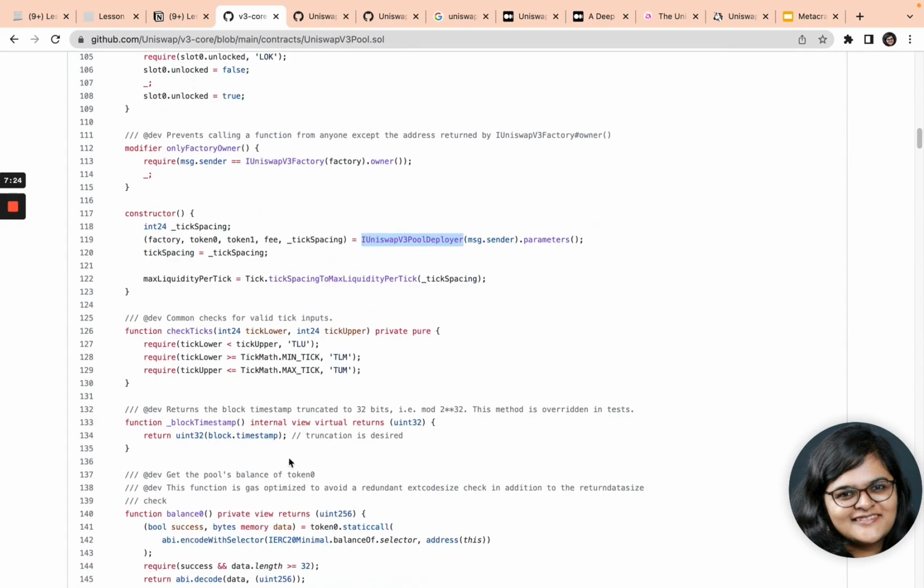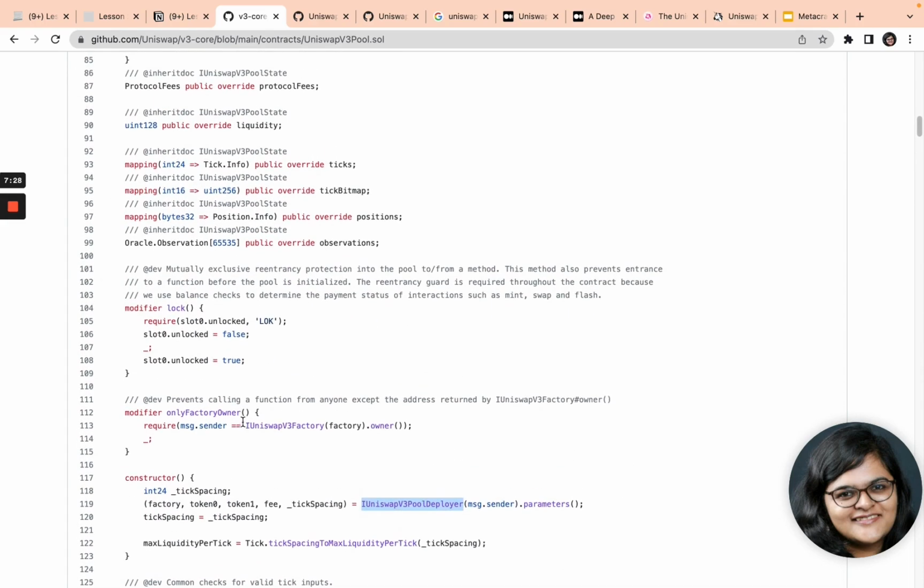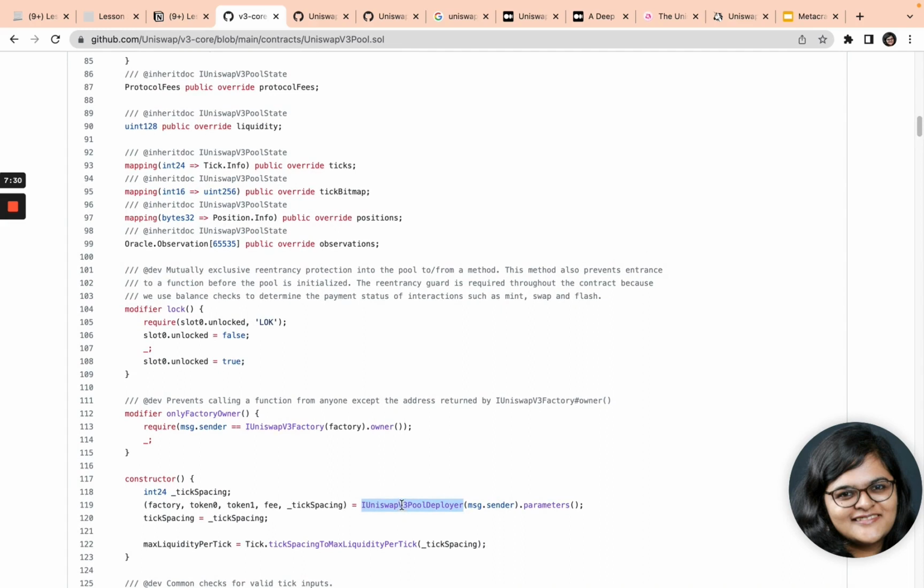So now that we have a fair idea of where the first touch point is, that is, here is where the pool is being deployed. In the next video, we will take a closer look at this pool deployer contract and see what is happening, right? Keep in mind from this video that you have the factory, the token 0, the token 1, fees, etc. that need to be sent as parameters. But we can take a closer look in the next lesson.